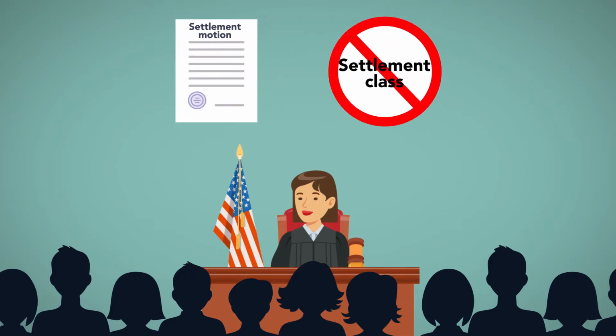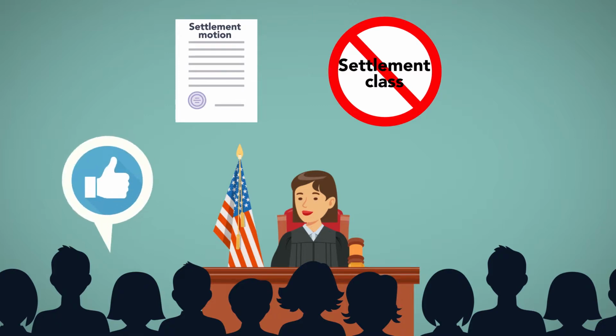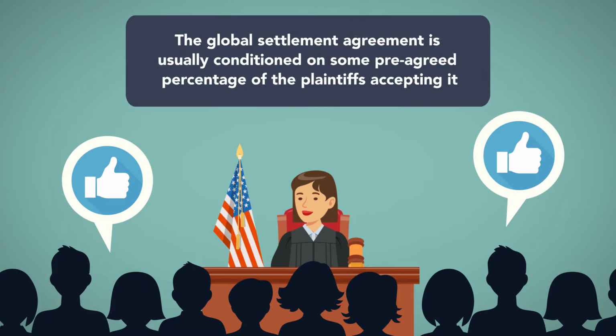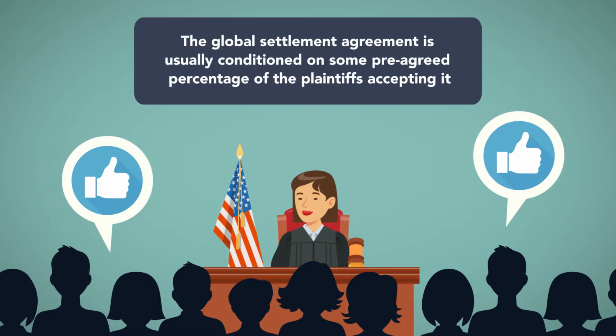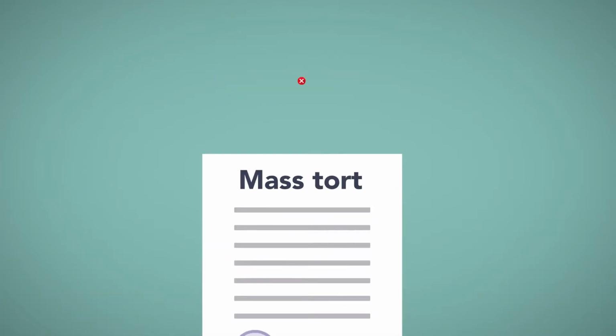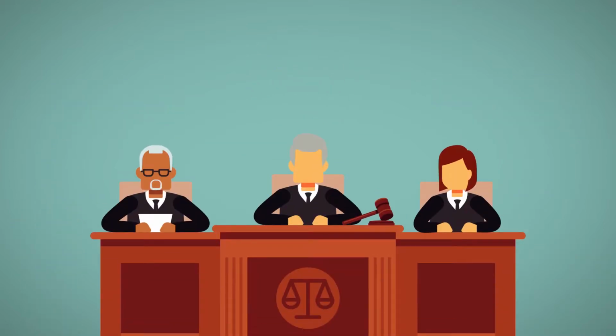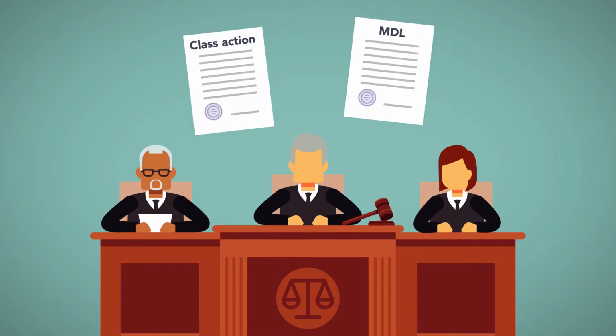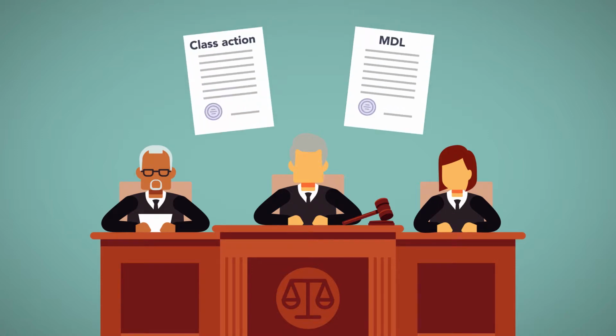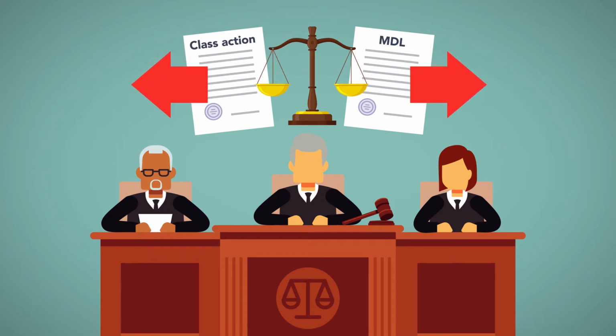If there is no settlement class, the proposed global settlement still could be reached if sufficient numbers of the plaintiffs and their counsel agree to accept it. The global settlement agreement is usually conditioned on some pre-agreed percentage of the plaintiffs accepting it. Yet not all mass tort cases are resolved by settlement or pretrial motion. Despite the heavy emphasis on settlement for mass torts, whether part of a class action or an MDL, some need to be tried. The trial process is where MDLs and class actions take very different paths.